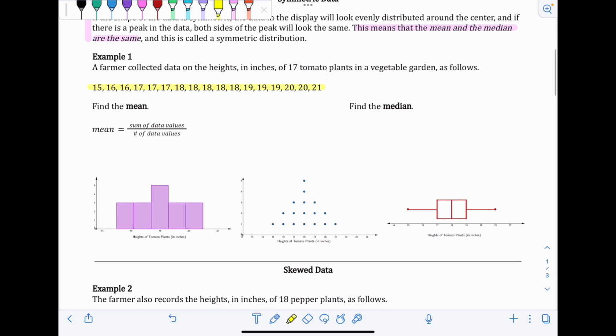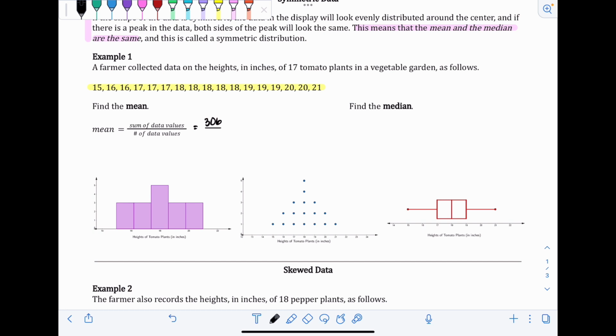Okay, if we want to find the mean, we have to add all those numbers together. Just to save a little time on the video, I'm not going to show adding them all up. But to find the mean, we'd find the sum of all the data values. That means you would do 15 plus 16 plus 16 plus 17 and so on. You would literally add them all up one by one. Once you add all of these numbers up, you would get 306. That would be your total sum.